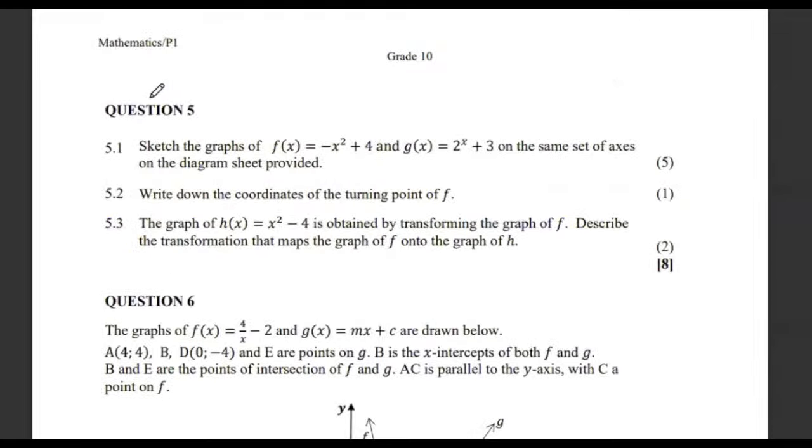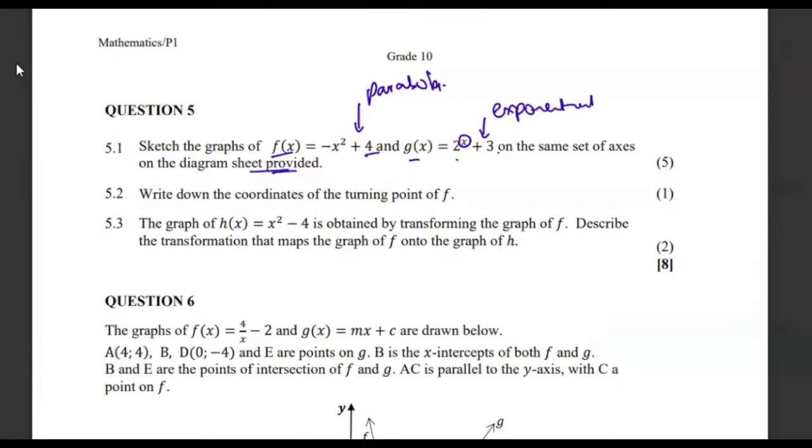Question number 5, which is to do with the functions. They want us to sketch the graphs. f of x is negative x squared plus 4, and then g of x is 2 to the x plus 3, on the same set of axes on the diagram page provided. Okay. Now, before you even start sketching, you need to know what type of graph you are dealing with. So anything that is x squared, this is a parabola. Okay. And then anything where the exponent is x, this is an exponential graph.